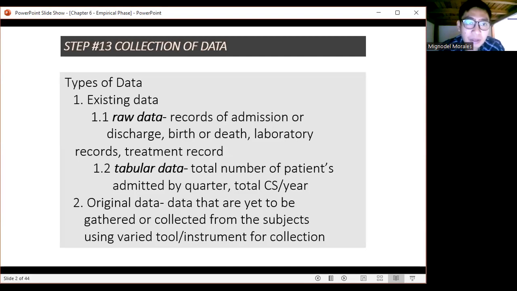In existing data, we have raw data and we have tabular data. Raw data are records from admission, discharge, birth or death, and laboratory records. For us nursing researchers, we are more on the statistics, no? That is the City Health Office statistics, the WHO statistics. These are raw data. In tabular data, these are some of the numbers of patients by quarter total. These are some of the rates, like the infection rate, and our GWA, our grades, okay?